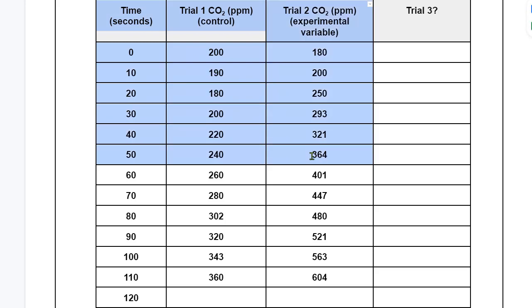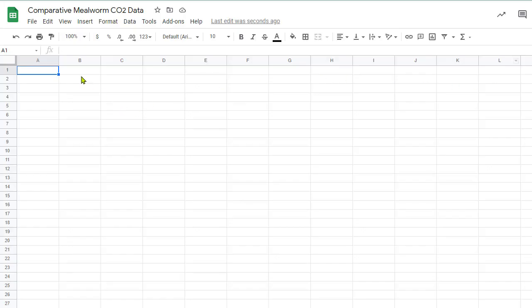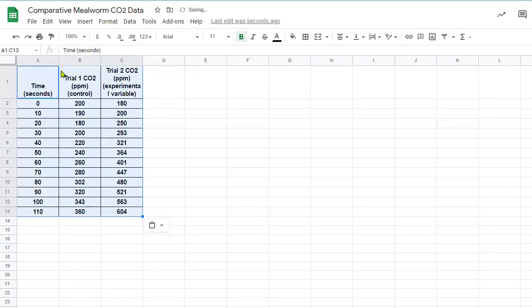I'm highlighting my data in the table in the Google Doc. I'm pressing Control-C to copy, going over to the Google Sheet, pressing Control-V to paste. So this is the data. Mine only goes up to 110 seconds. I'm hoping yours goes up to 300 seconds or something like that. Okay, so now the data is in the Google Sheet. I can make a nice graph.